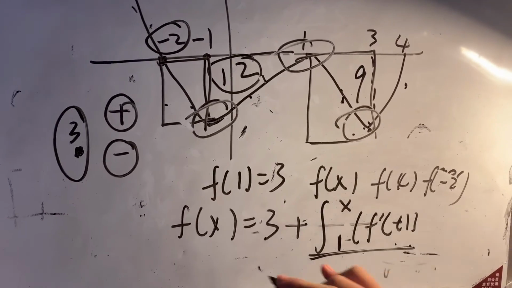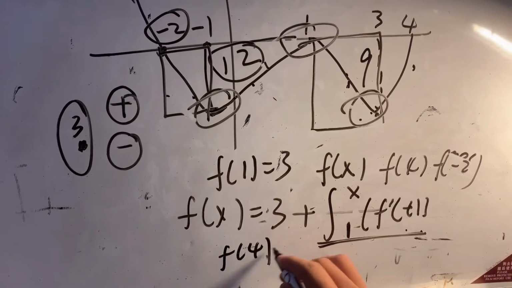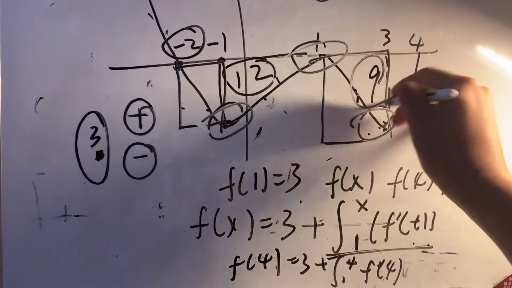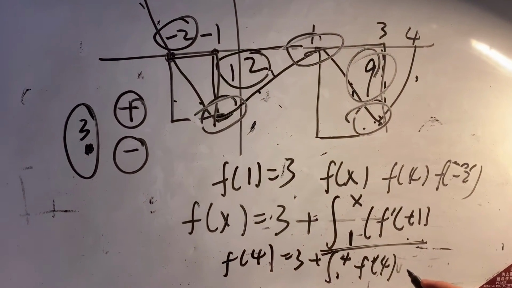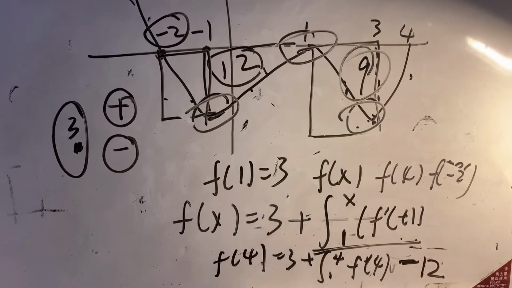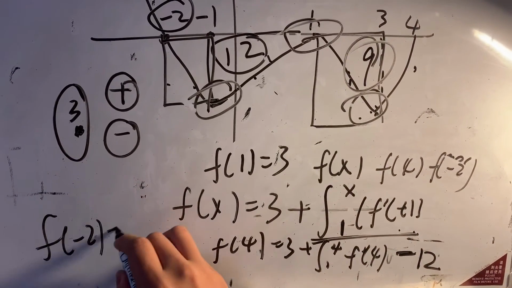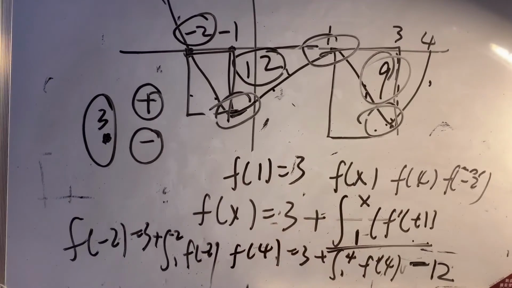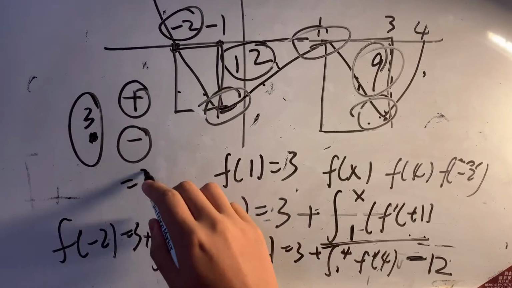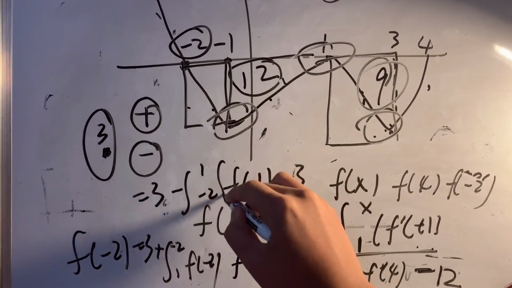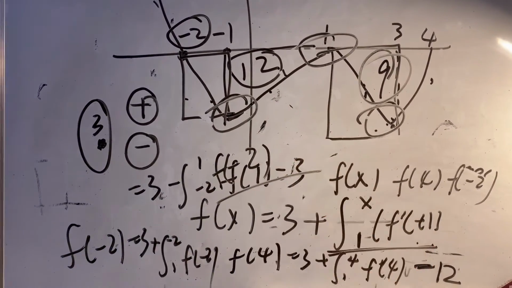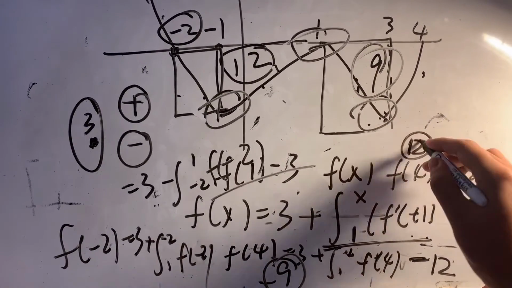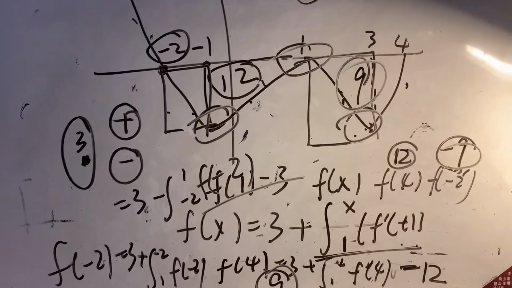So let's start. f(4) is equal to 3 plus this integral. Since we know that this is equal to 9, we can get that this is equal to 12. Now let's get f(-2). 3 plus the integral from 1 to -2, which is equal to 3 minus, remember this is very important, this, and we get that the result is -9. So the two results: f(4) is equal to 12 and f(-2) is equal to -9.